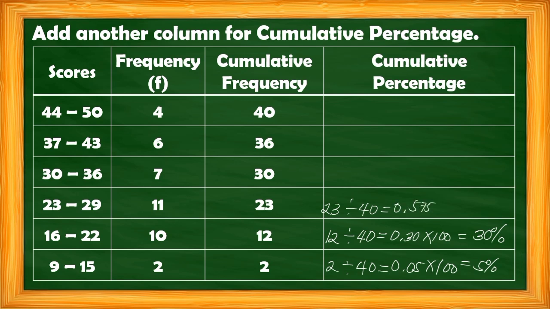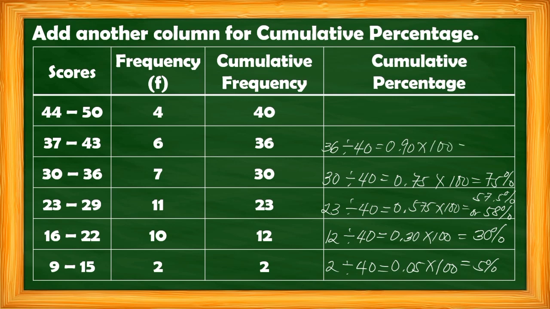0.575 times 100 will get 57.5% or round up na natin as 58%. Next, 30 divided by 40 will get 0.75 times 100, that is 75%. Next, 36 divided by 40, that is 0.90 times 100, that is 90%.